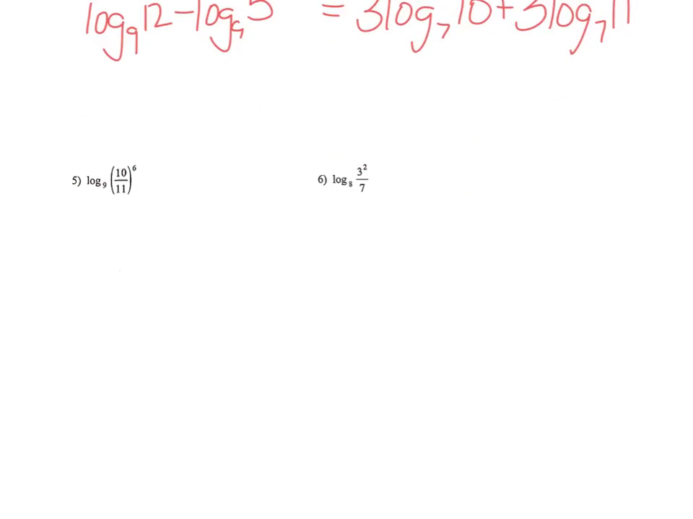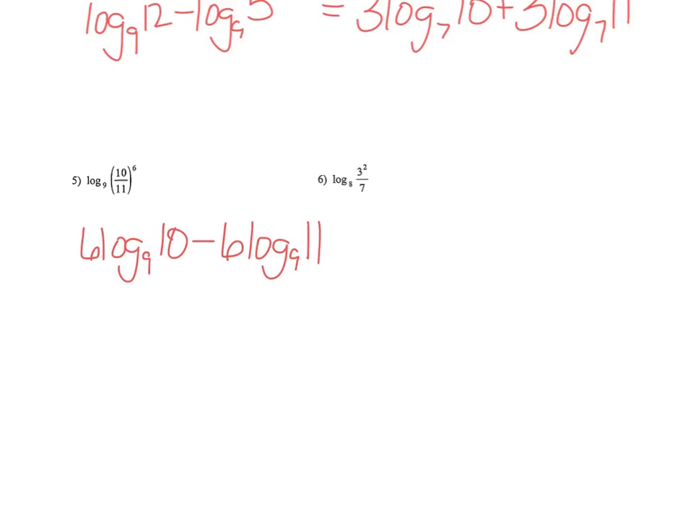And more combinations of such. Again, this 6 is on both of them. So when that 6 comes down out front, it's going to be in front of the log for both parts of this. Remember that when you have a quotient, we subtract. So the 6 out front, and we're going to subtract. 6 out front, log base 9 of the numerator 10, minus, because it's division, 6 out front, log base 9 of the denominator 11.